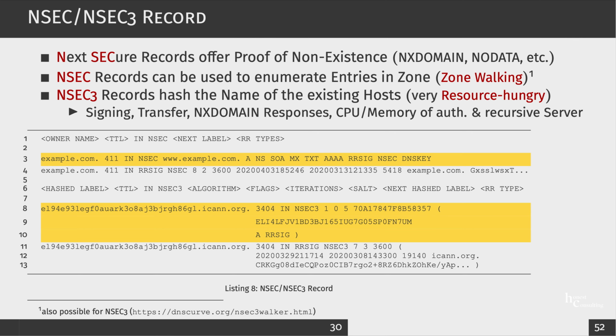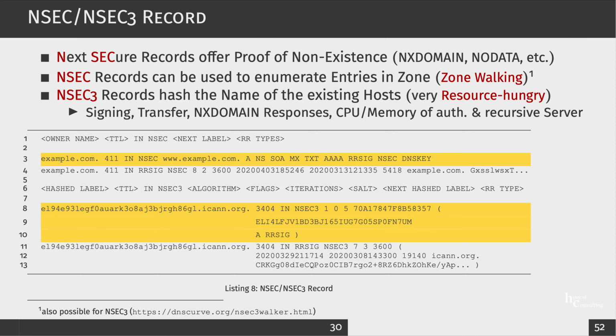Something that you have to keep in mind is that we are talking about public DNS. And DNS is the phone book of the internet. And sure, we can hide things in our DNS zone with NSEC3, but it's public DNS anyway. And with this NSEC3 walker, it's even possible to walk through an entire DNS zone, even if it is NSEC3 signed.